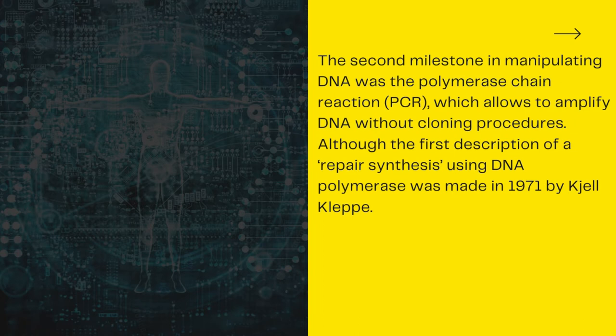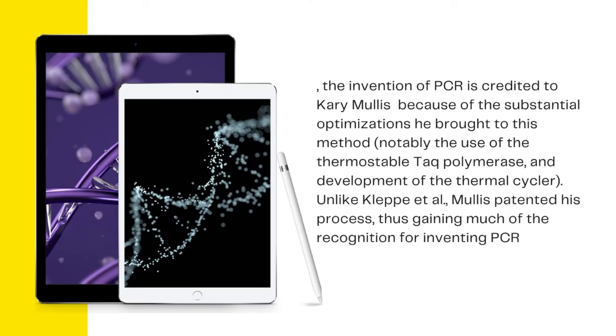The second milestone in manipulating DNA was the polymerase chain reaction, PCR, which allows to amplify DNA without cloning procedures. Although the first description of a repair synthesis using DNA polymerase was made in 1971 by Kjell Kleppe, the invention of PCR is credited to Kary Mullis because of the substantial optimizations he brought to this method, notably the use of the thermostable Taq polymerase and development of the thermal cycler. Unlike Kleppe et al., Mullis patented his process, thus gaining much of the recognition for inventing PCR.